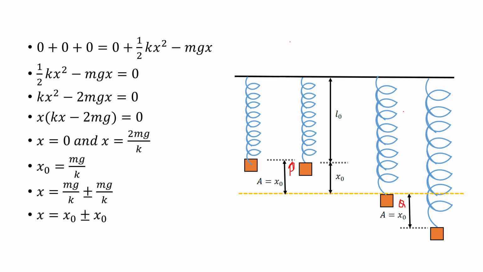It will first obtain an equilibrium position, that is x naught. It will go further down by x naught. This will be one extreme, or the amplitude, and from here it will go again upward to x naught, but not above this position. This is the case when the block is released from rest, that is, having initial velocity as 0.